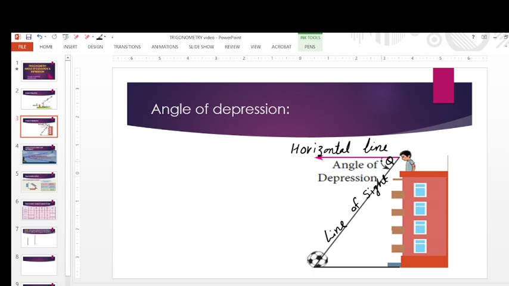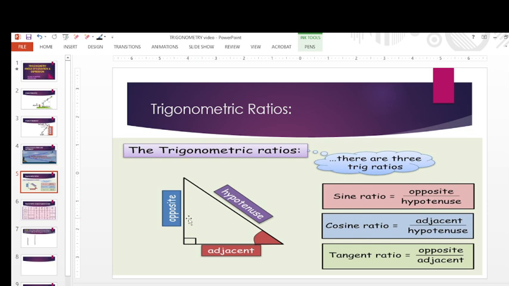So this angle is always equal to this angle. Why? Because in parallel lines, this is a transversal. When we apply the parallel line property, then these are alternate angles. So this angle of depression is always equal to this angle here, because of alternate angles. Is that okay, students? So next, we will use trigonometric ratios also.